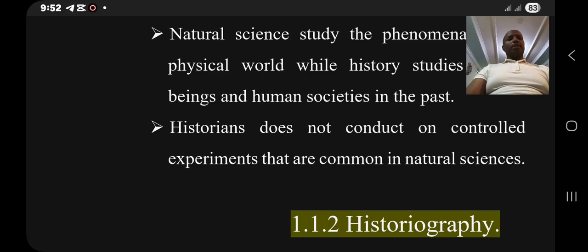The second subtopic is about historiography, a new term for history students. And now we are going to learn about historiography.